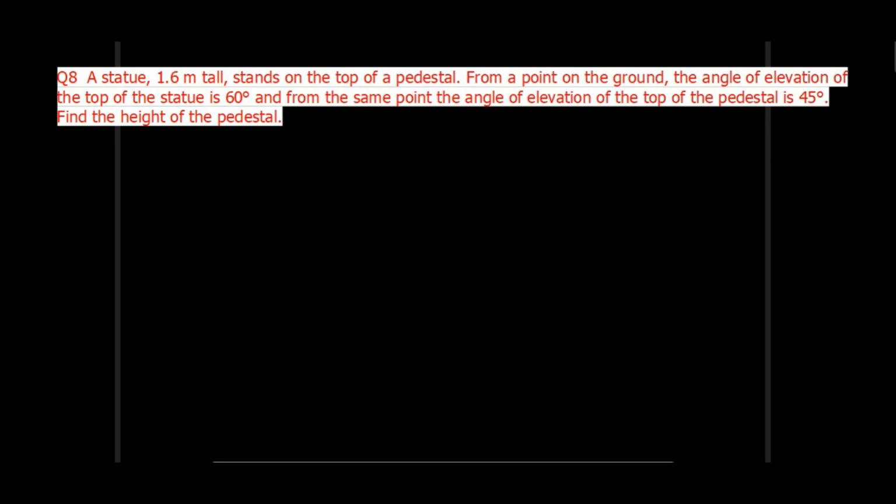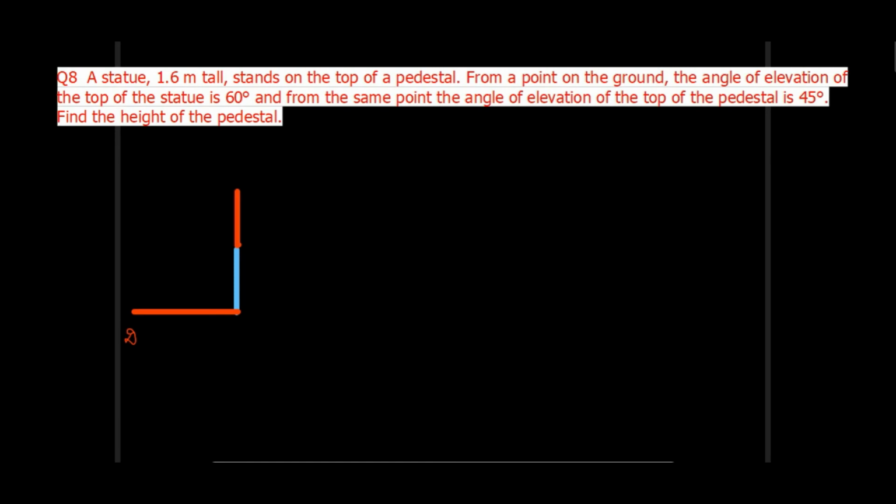So first of all, in this question we need to understand. Let me draw the figure of this. It is saying there is a pedestal. We don't know the height of the pedestal. On this pedestal there is a statue which is 1.6 meter height. Now it is saying at some point on the ground, suppose this is some point on the ground, say this point is D.